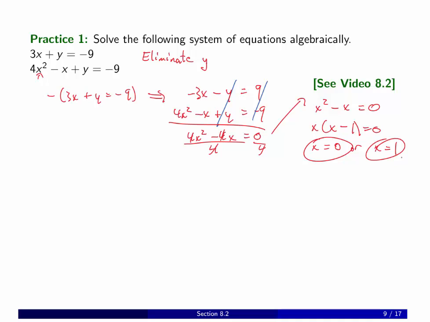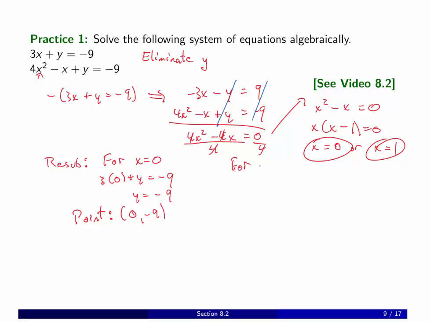Now you're going to have 4 points here, or 2 points, sorry, because now you have to resubstitute. So now you're going to resubstitute. Okay, x equals 0 into the equation. So for x equals 0, what is y? Well, y is going to equal 9, right? 3 times 0 plus y equals negative 9, sorry. y is equal to negative 9. Therefore, 1 point is going to be 0 and negative 9.